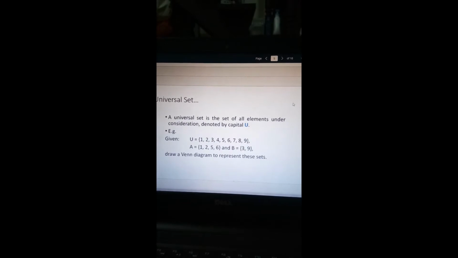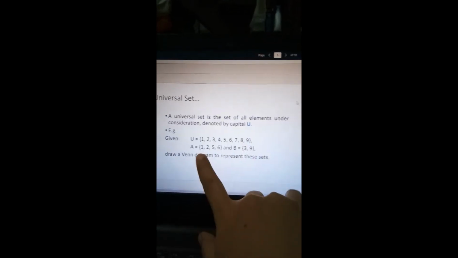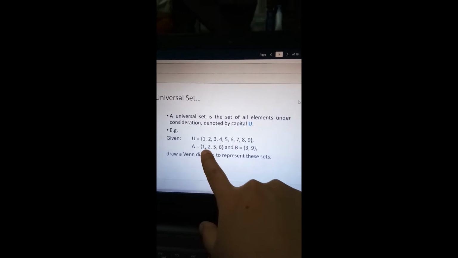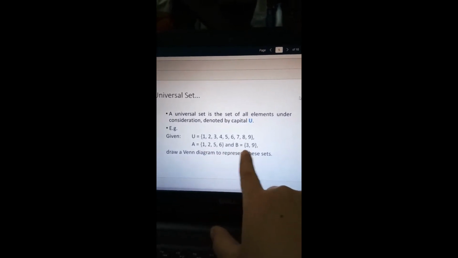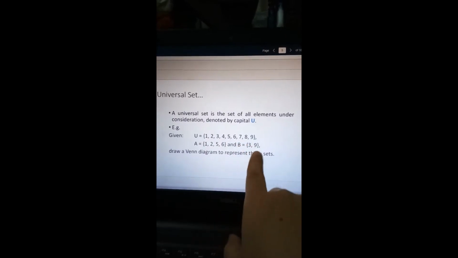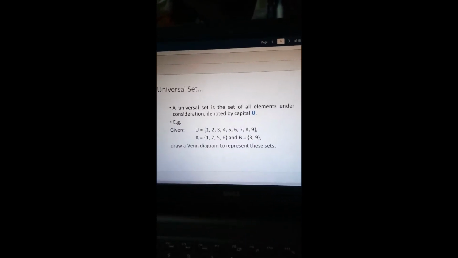Okay, next we have your universal set. It says there that it is the set of all of the elements under consideration, and it is denoted by the capital letter U. So in here, that is your example. Set A contains the elements 1, 2, 5, 6. Set B contains the elements 3 and 9. And you have your universal set. You try to draw the Venn diagram of that. How are you going to do it?